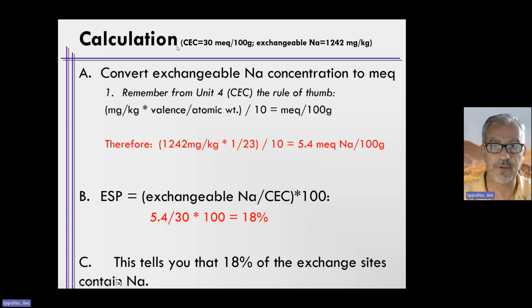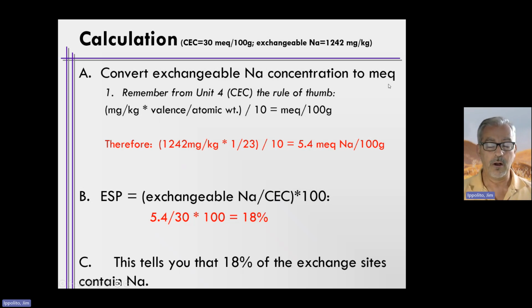So at the very top of this slide is what you just saw on the previous slide. We know that the CEC is 30 milliequivalents per 100 grams. The exchangeable sodium is 1,242 milligrams per kilogram. That's the same unit as parts per million. What we need to do is convert exchangeable sodium concentration to milliequivalents, and it should say per 100 grams.